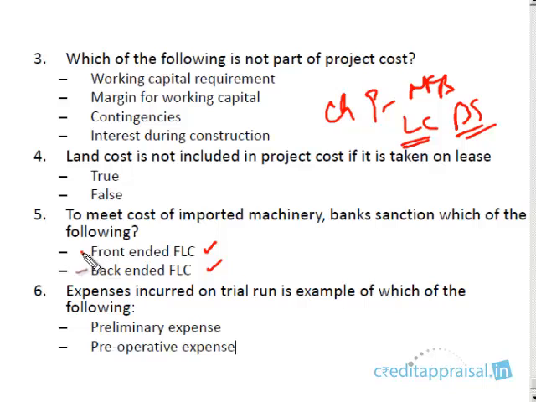Okay, so the answer is front-ended FLC. It doesn't matter if you're not clear about this concept. We'll discuss it in chapter 9. For the moment, please understand, for imported machinery, bank sanction what is known as front-ended FLC. Actually, this is not sanctioned as a separate limit.